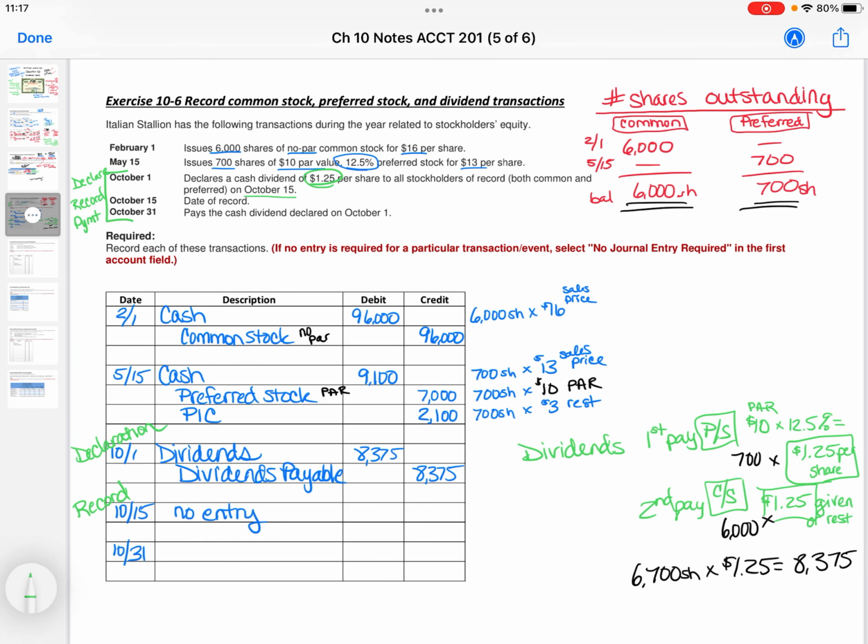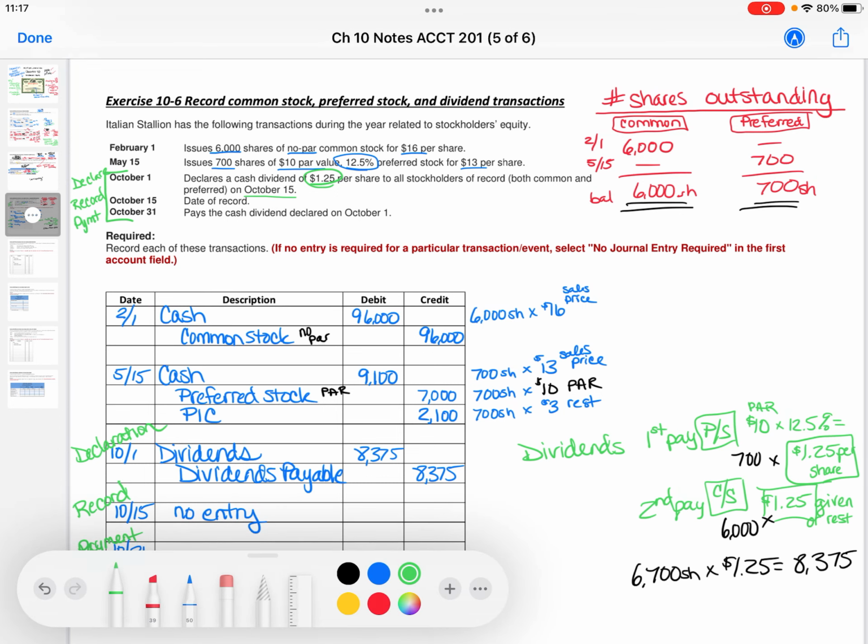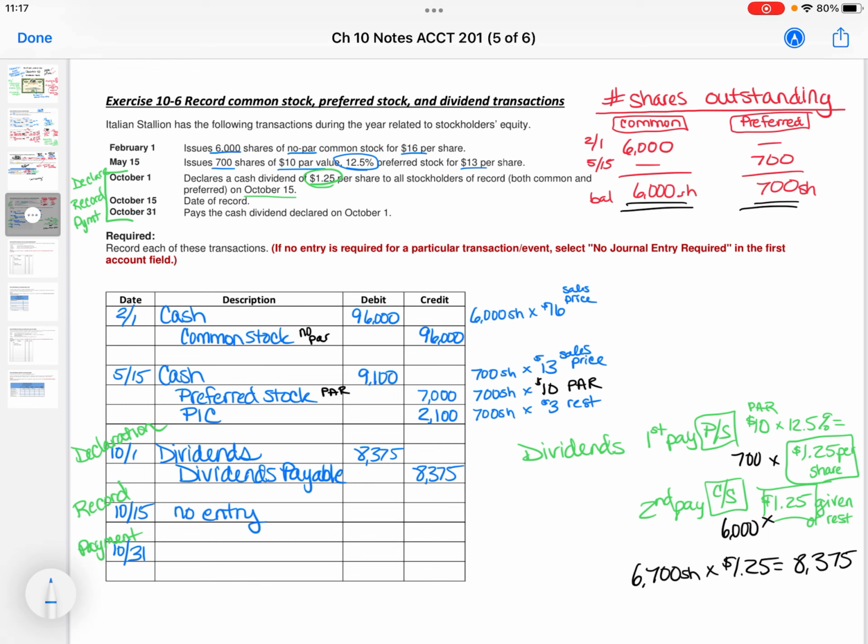Okay, so the date of payment. This is the day we actually cut the check. So the accountants, we've declared the dividend. We've got our list of people. That's the date of record. So we have this list. And now we're going to send the checks or send the electronic funds, whatever it is. So we'll debit dividends payable. So you see how my dividends payable account's going to become 0, right? So that's 8,375. And then credit cash.